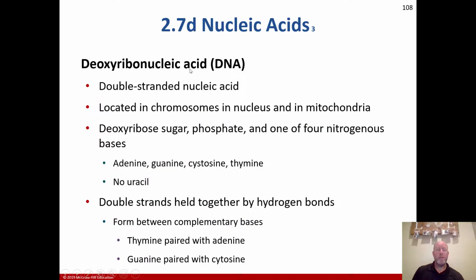So deoxyribonucleic acid, or DNA, is a double-stranded nucleic acid. It's located in your chromosomes, in the nucleus and the mitochondria. It includes deoxyribose sugar, phosphate, and one of 4 nitrogenous bases: adenine, guanine, cytosine, and thymine. No uracil. Double strands are held together by hydrogen bonds. They form between the complementary bases. Thymine is paired with adenine, and guanine is paired with cytosine.